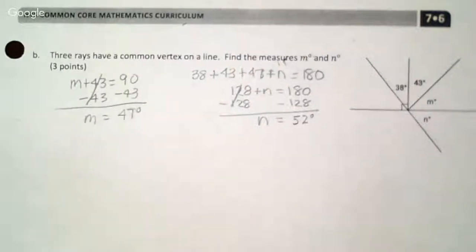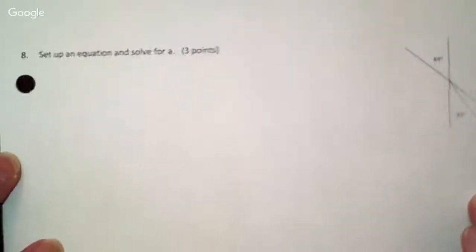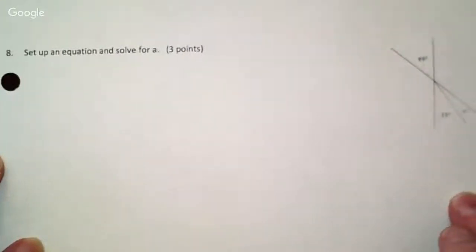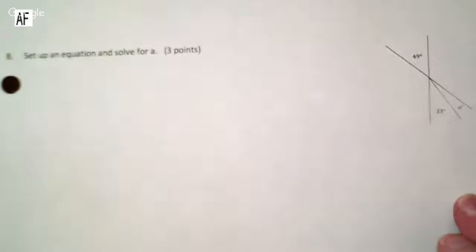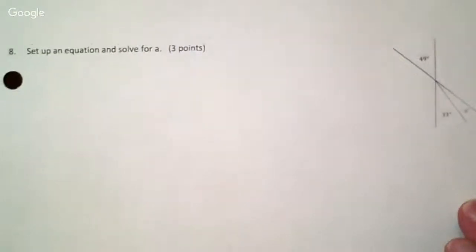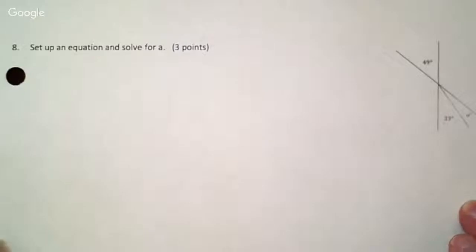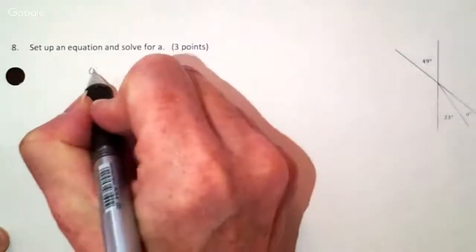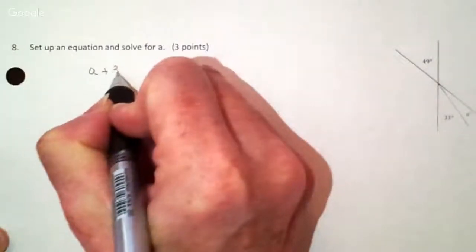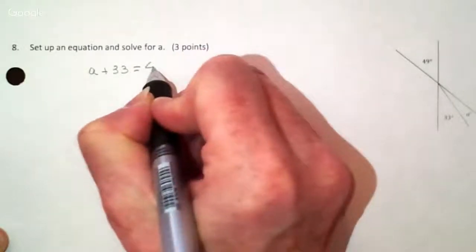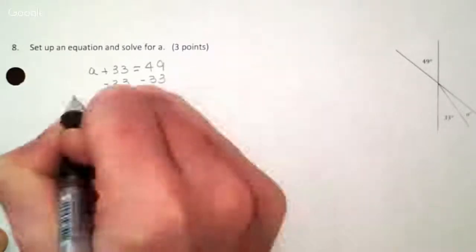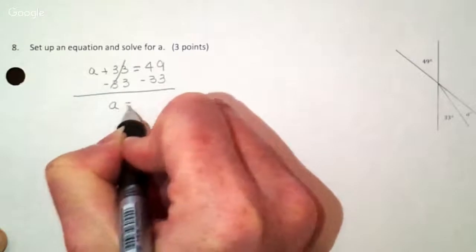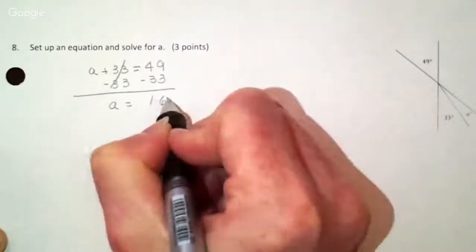Our next problem is to set up, and let me move this over just a little bit so we can see the whole angle there. It's a little blurry, so let me refocus that. Hopefully that will come in just a little bit better. There we go. These are vertical angles. So we have A plus 33 degrees equals 49 degrees. So subtract 33 from both sides. And A equals 16 degrees.